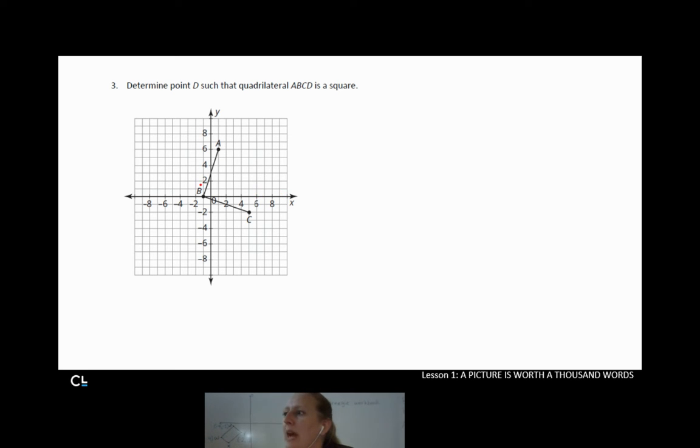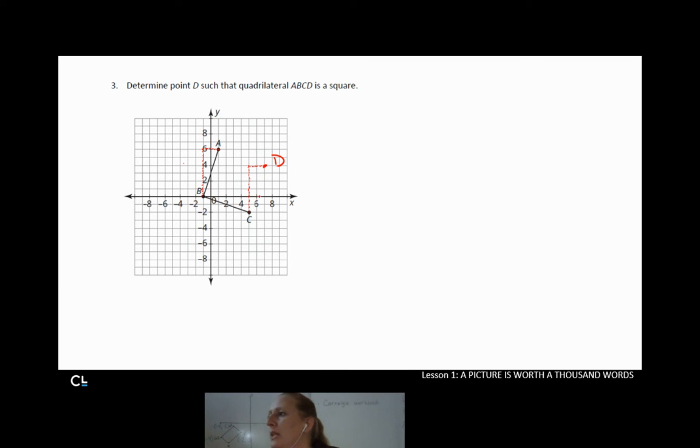So I'm going to do my rise over run from B to A. To get from B to A, I have to rise 1, 2, 3, 4, 5, 6. So I had to rise 6, and then I have to run 1, 2. So I have to go up 6, over 2. So from C, I'm going to have to go up 6 over 2. So up 6, 1, 2, 3, 4, 5, 6, and over 2, 1, 2.